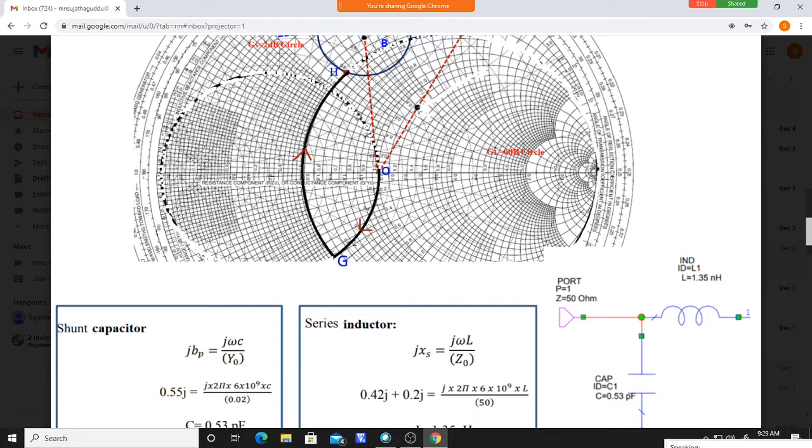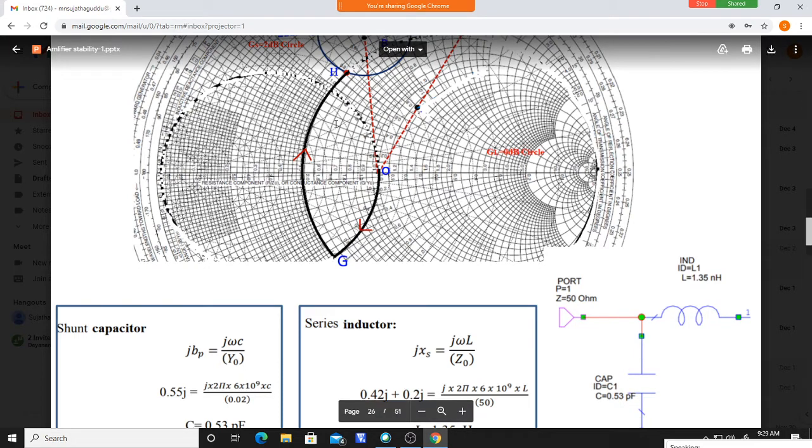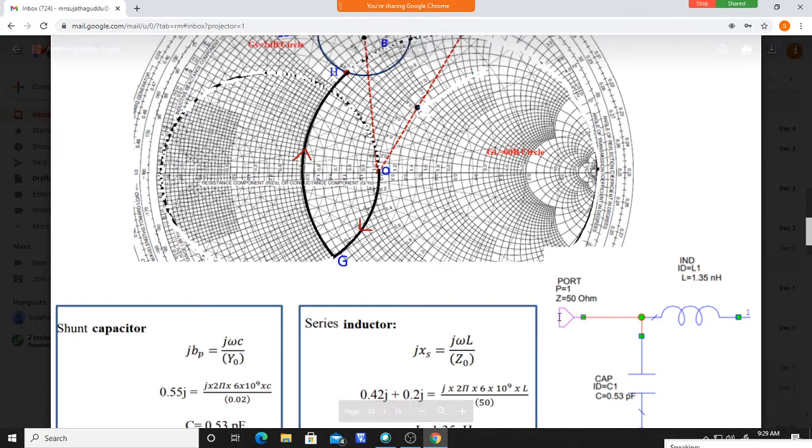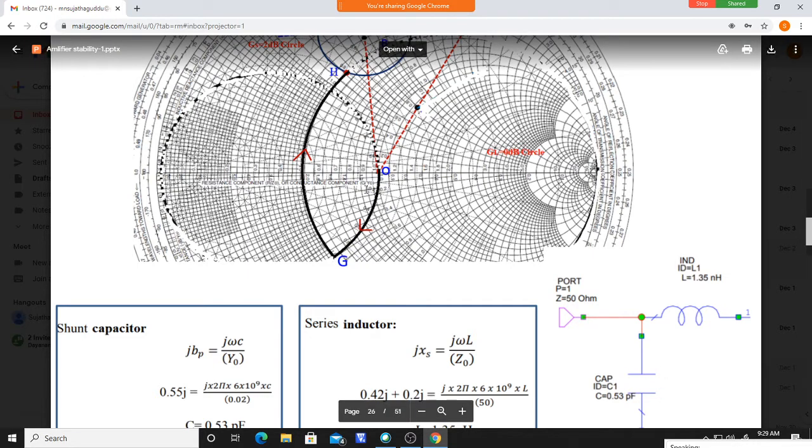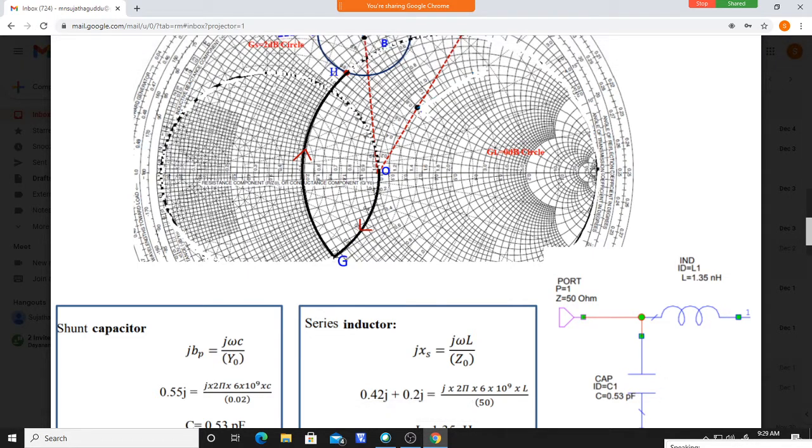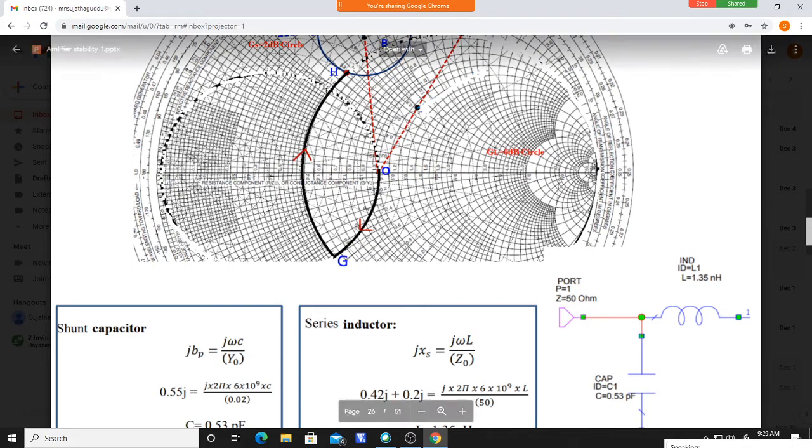So we are moving on the constant conductance circle in the clockwise direction, which adds a capacitor in shunt. This is 50 ohm, where you started. The shunt capacitor you add by moving like this. And from here, we are moving on the constant resistance circle in the clockwise direction, which adds an inductor in series.